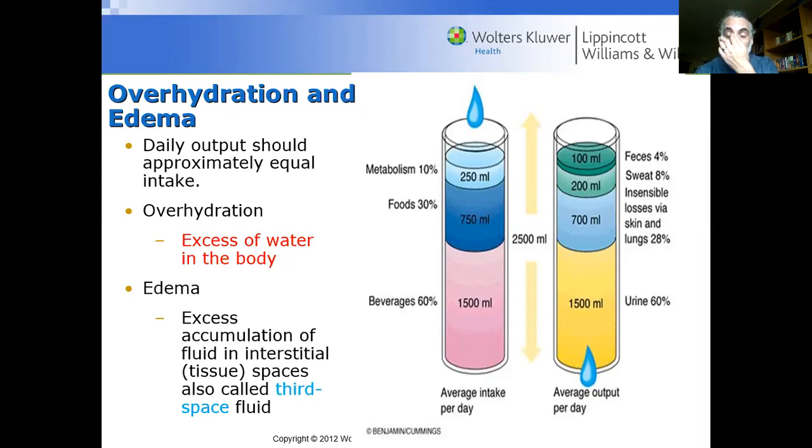All right, so to put that into a little bit of perspective, the first space we have is where? Inside the cell, intracellular. The second space we have for fluids is intravascular. The third space is interstitial, hence we call it third spacing.